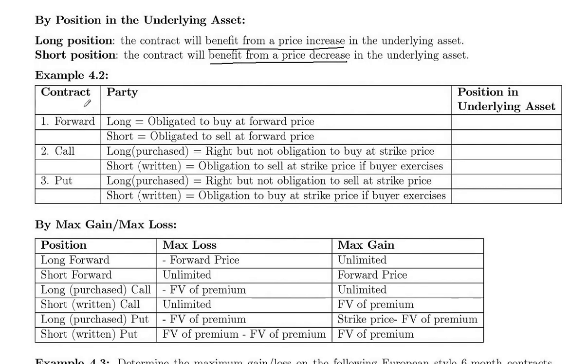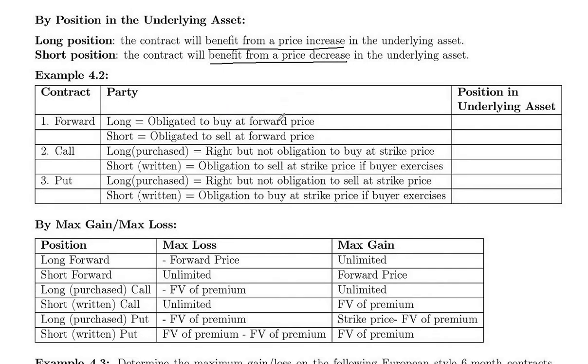Okay, so let's look at the type of contract. So if you have a forward contract, then the long party is obligated to buy at the forward price. So if they're obligated to buy at that fixed price, then we want to ask, okay, what is their position in the underlying asset? Are they going to benefit from a price increase, or are they going to benefit from a price decrease?